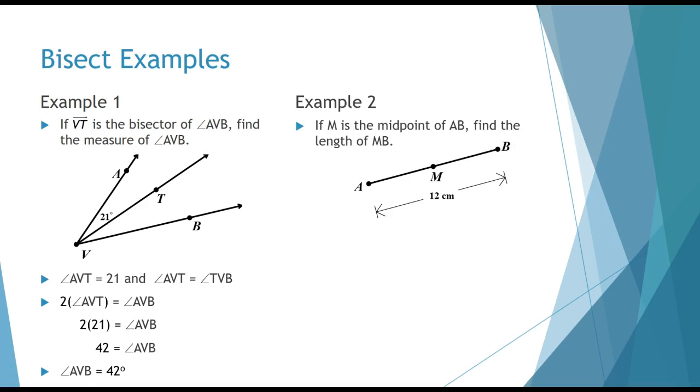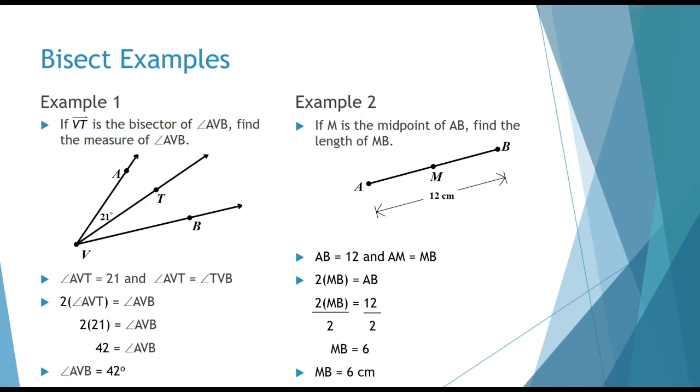Let's look at our next section. We know that M is the midpoint of AB. What's the length of one of the little parts? Since we know that AM and MB are the same, it takes two of these little MBs to equal the giant segment. Or it takes two of the MBs to equal 12. We'll divide both sides by 2. MB equals 6. Or for our final answer, MB equals 6 centimeters.